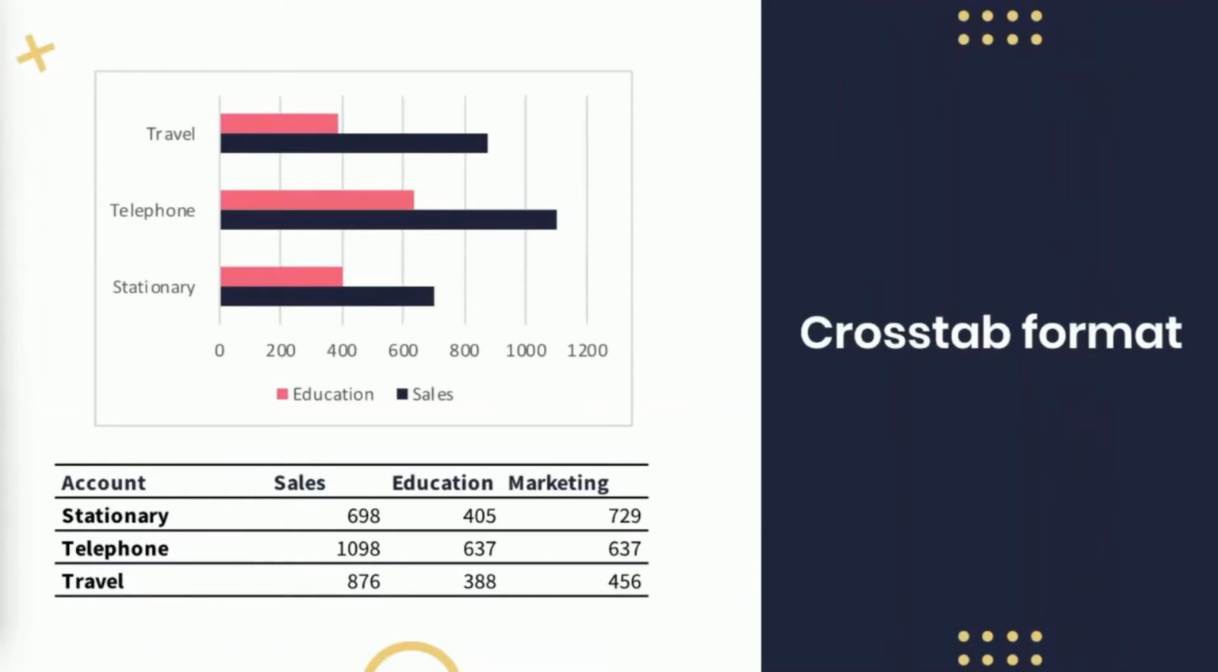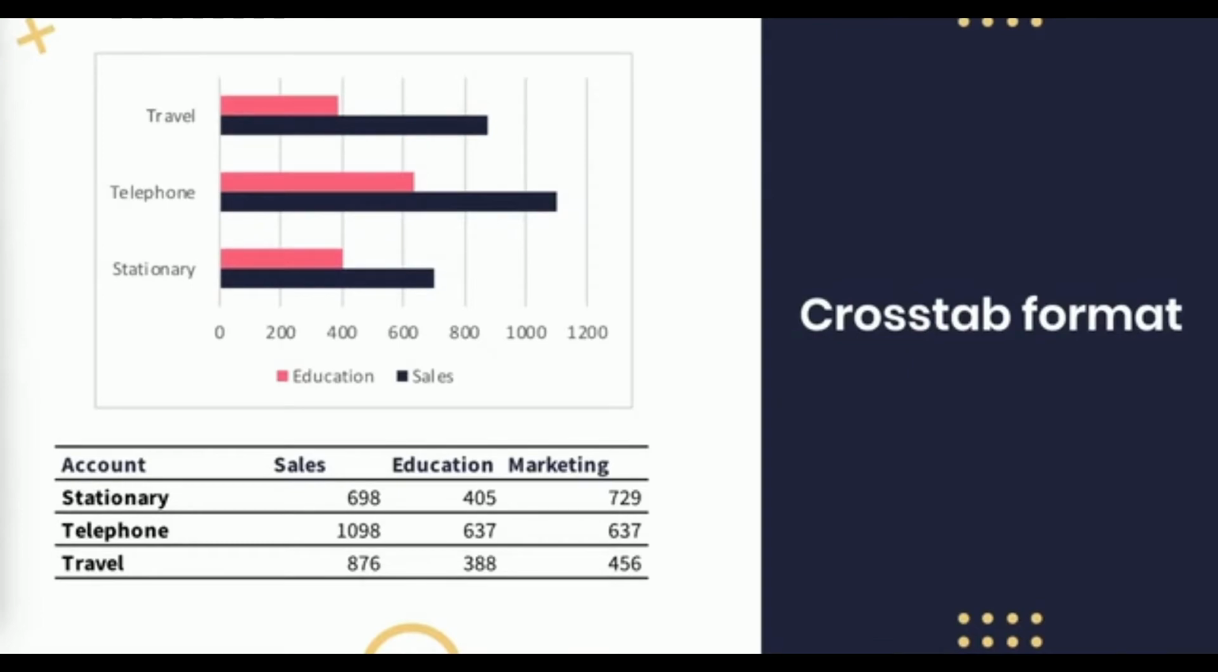We could do this by using a pivot table. But in this case, we want to do exactly the opposite. So therefore, we'd like to unpivot the information, converting it from cross-tab format into a tabular format.